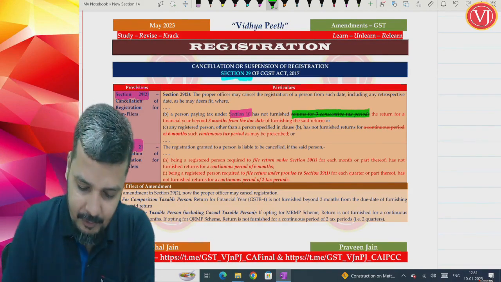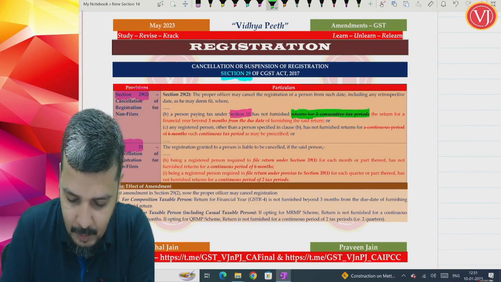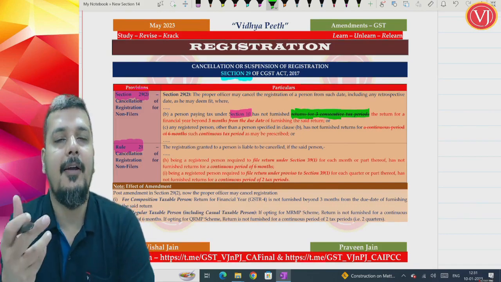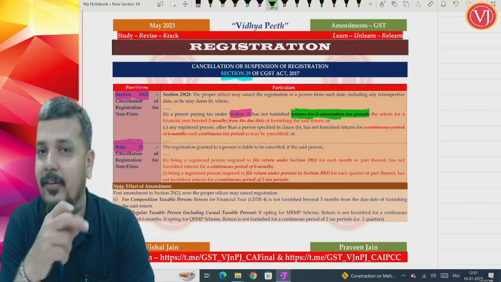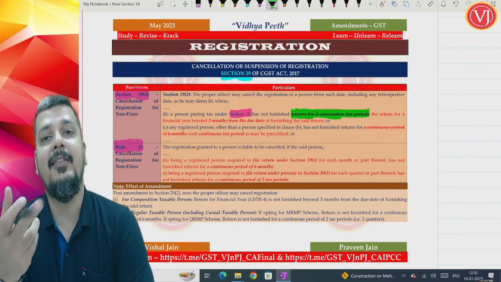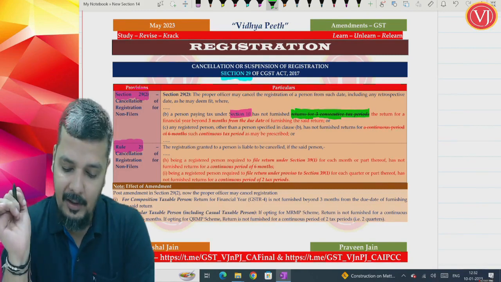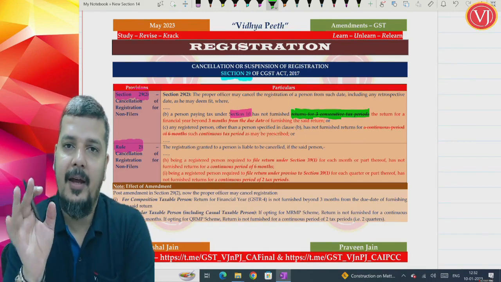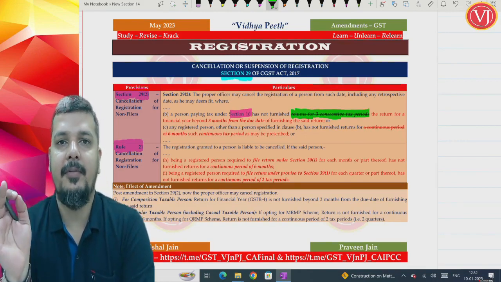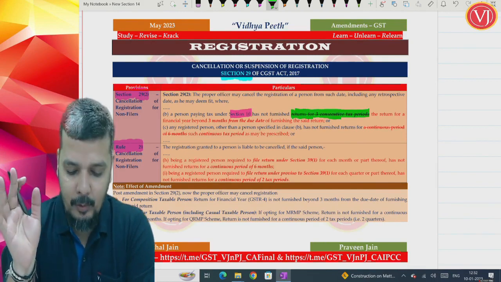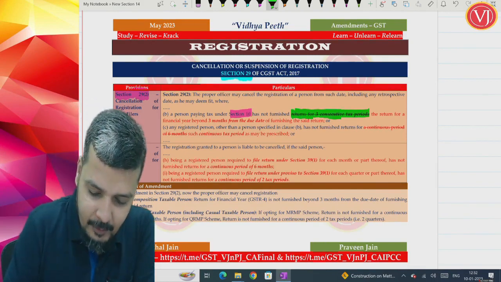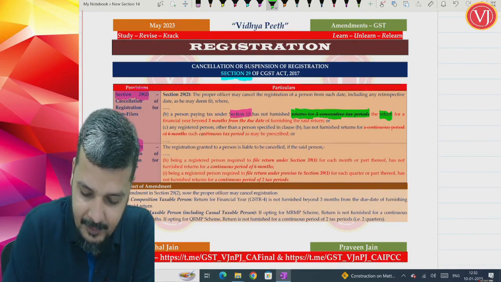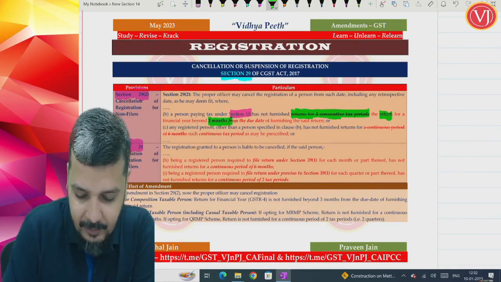But there was some confusion, because they said filing of your return for 3 consecutive tax periods, which was creating confusion, as this 3 consecutive tax period was to be understood as the CMP 08 form, which is for payment, not for return filing. Now they have removed this ambiguity and said that for a composition taxable person, the department can start suo moto cancellation when they are not filing the return after the end of the financial year, beyond 3 months from the due date.